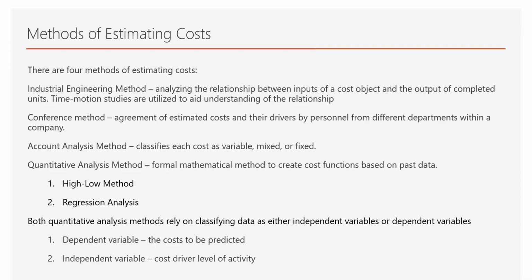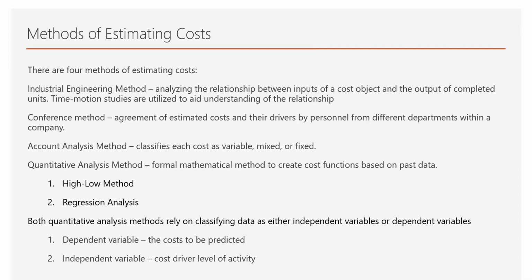The conference method is an agreement on estimated costs and their drivers by personnel from different departments within a company. Basically, we're taking personnel from different parts of the company, getting together, all looking at this data, and saying, let's come to a consensus there. Then we have the account analysis method, where we classify each cost as variable, mixed, or fixed, and then we can use that to estimate our costs.